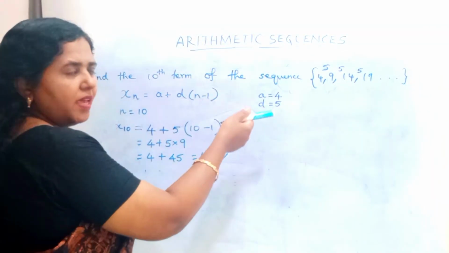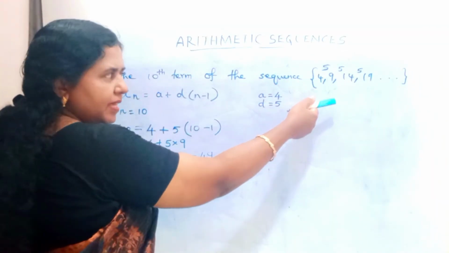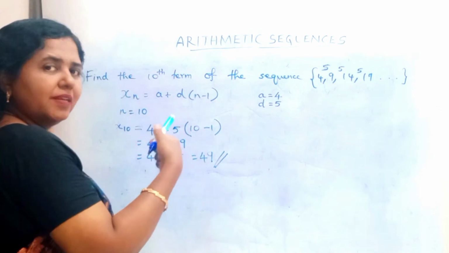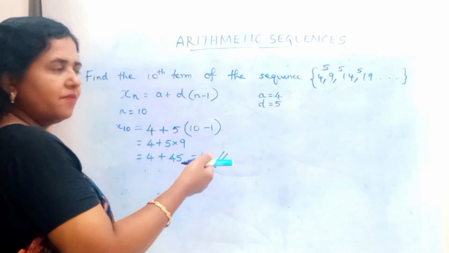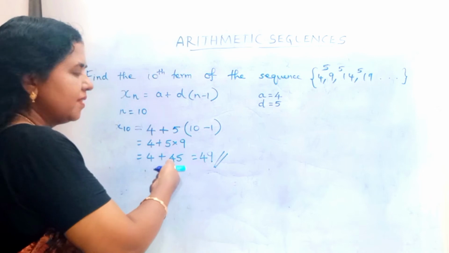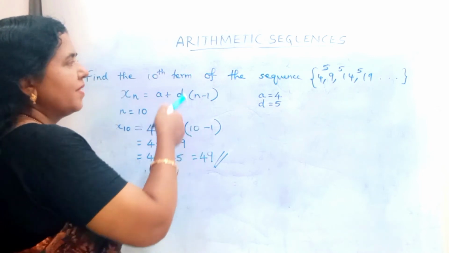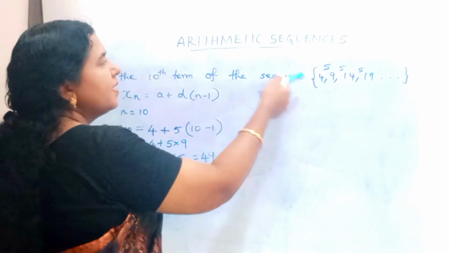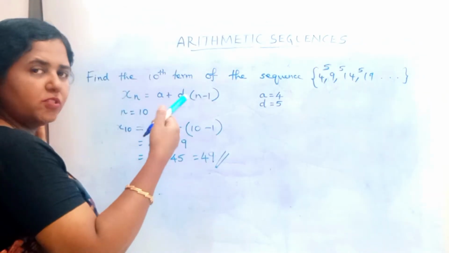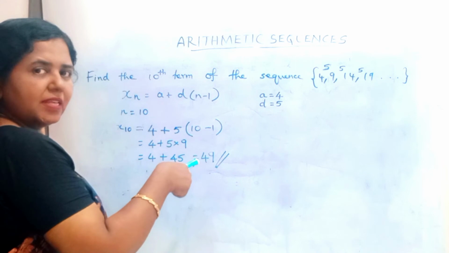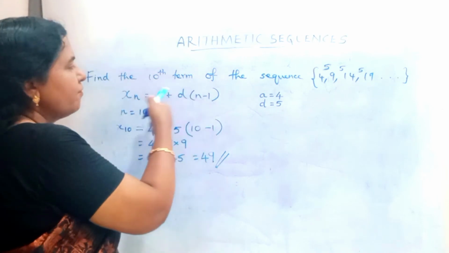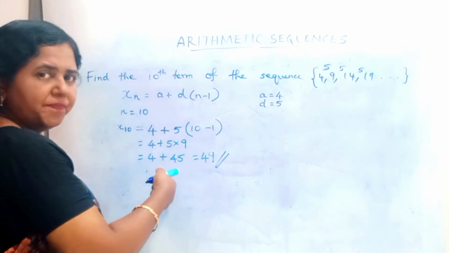In this way, if any sequence is given and you are asked to find any term in that sequence, we can easily find it using this formula. But the only thing is, first we have to confirm whether the given sequence is an arithmetic sequence or not. We have to check it. If it is an arithmetic sequence, then we can use this formula and bring out the term which is required.